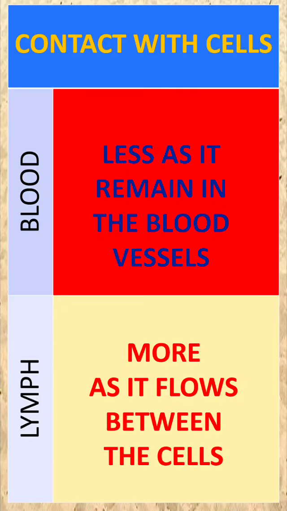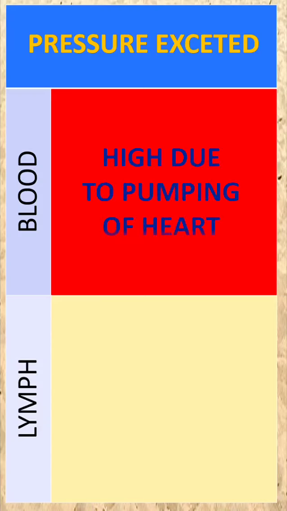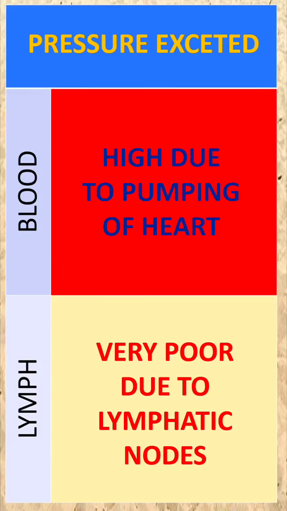Contact with the cells. Blood does not go into the cells, but it remains confined in the blood vessels and heart, but the lymph flows between the tissues. Pressure: there is more pressure exerted by the blood because of the pumping of the heart, whereas very less amount of pressure is by the lymphatic nodes.